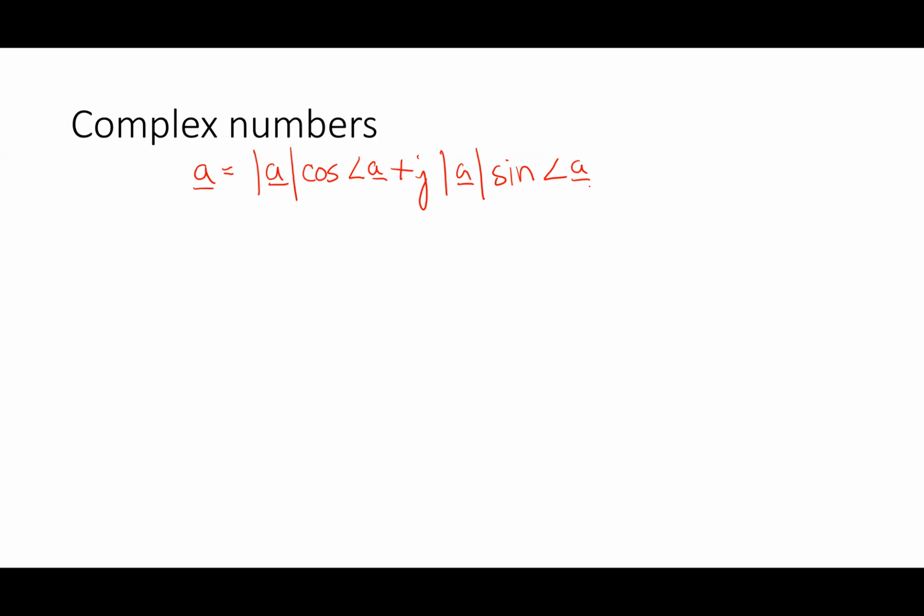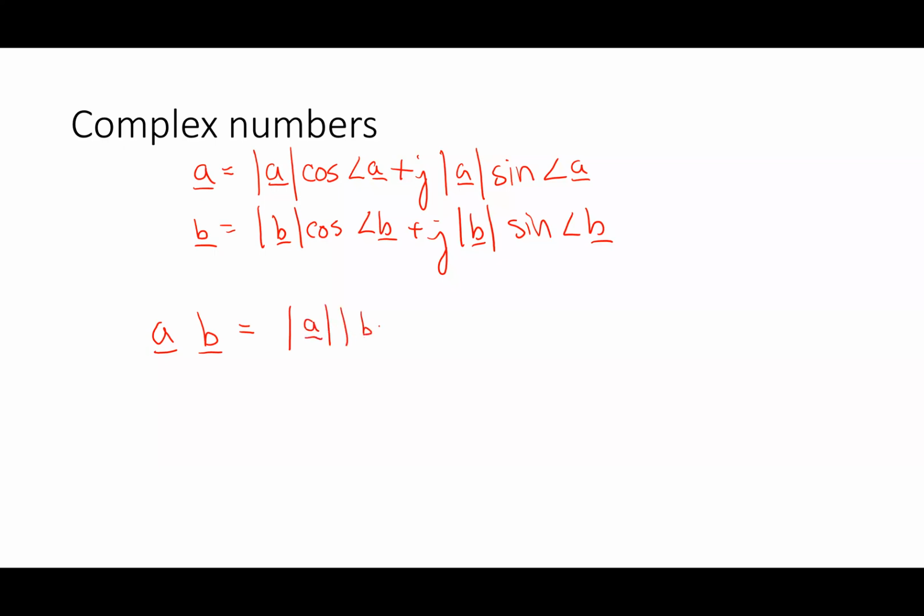Okay. Let's say I do the same thing with B. So B is this, plus j, magnitude of B, sine of the angle of B, like that. If I say to you, I want to multiply those numbers, what's the best way to do that? Put them in exponential form. I even talked about that. Once I put them in exponential form, what's the magnitude of this result? The magnitude of A times the magnitude of B.